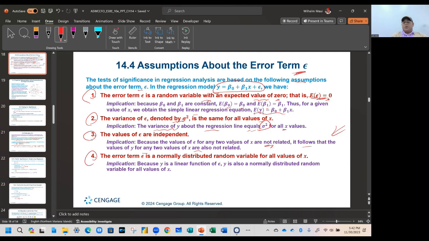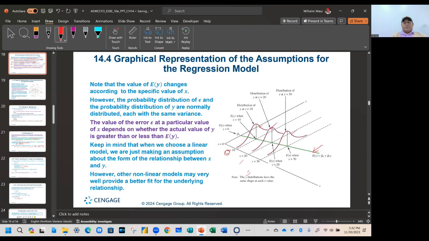Okay, let me go to the fourth one. The error term is a normally distributed random variable for all values of x, which is really the statement that I was trying to describe in assumption 3. So they're related.